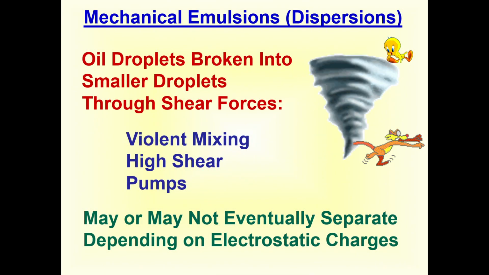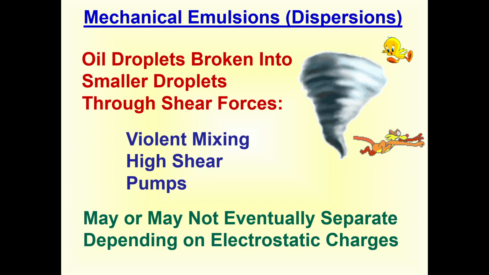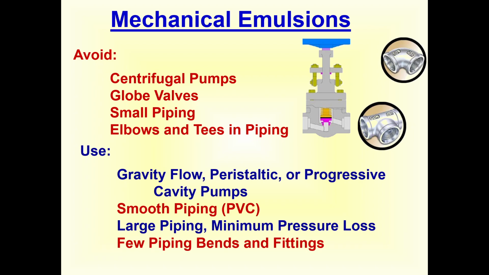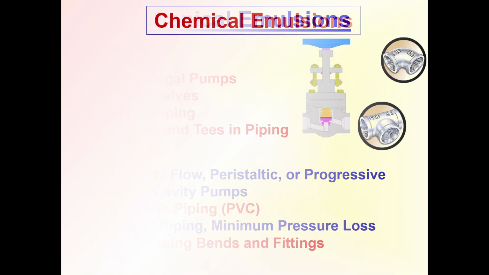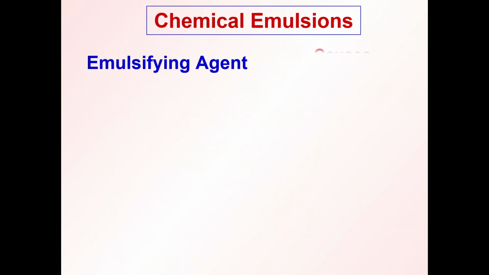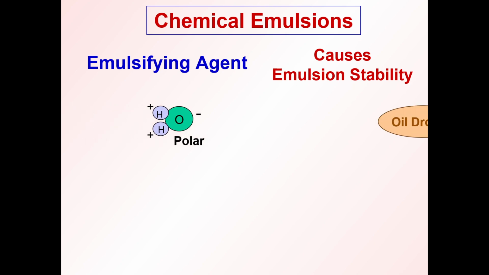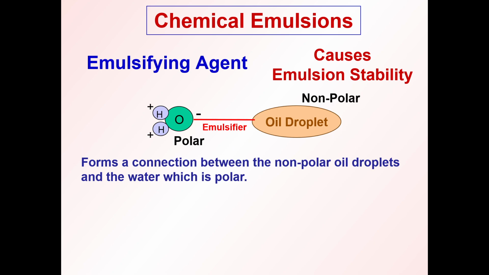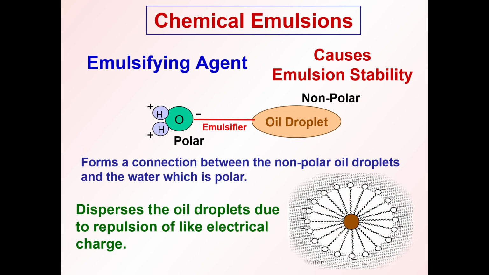Okay, so we do have mechanical emulsions. Here there will be violent mixing, and they may or may not eventually separate, depending on the electrostatic charge also. For mechanical emulsions, you have to avoid centrifugal pumps, etc. Elbows should be avoided. For gravity flow you can use smooth and large pipings to minimize the pressure losses. We also have chemical emulsions, which have an emulsifying agent. Polar and dipolar molecules form a connection between the non-polar oil droplets and the water, which is polar. So we have to consider this.